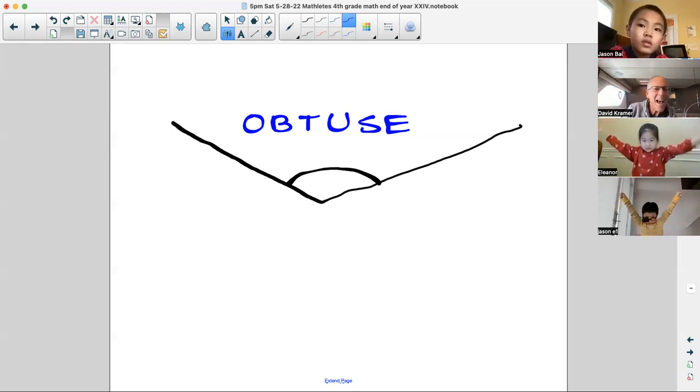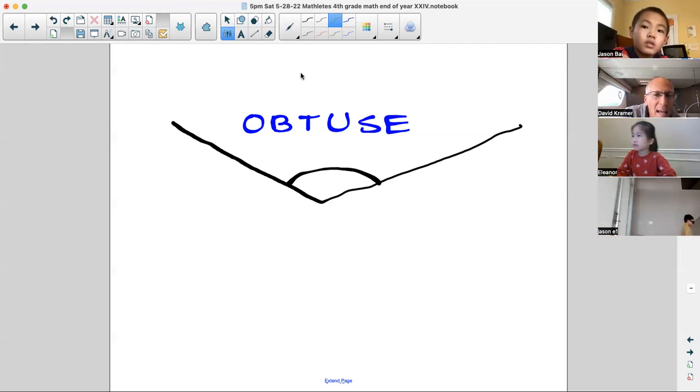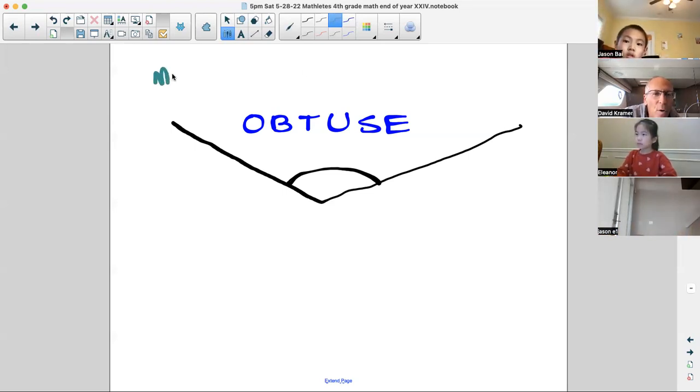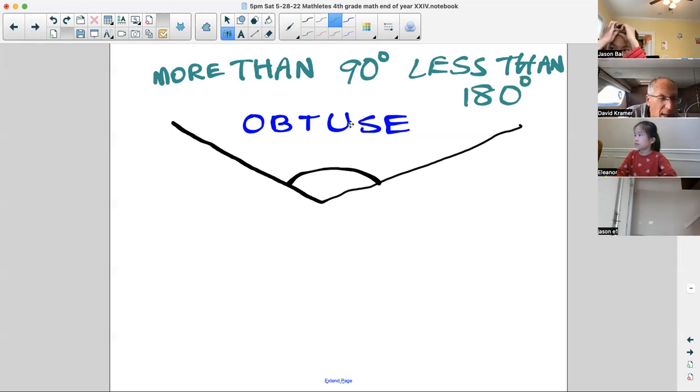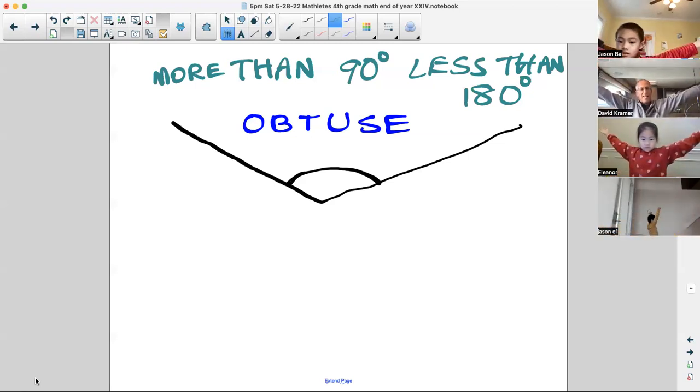That's right. Now, guys, what that means is that this angle is more than 90 degrees and less than 180 degrees. That's an obtuse angle. So everybody do it again. Make your arms obtuse, just like this.